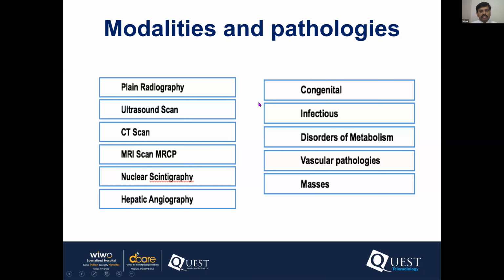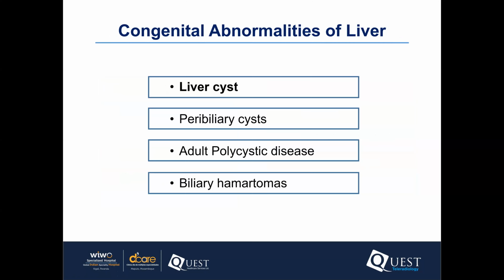Coming to the pathologies, there are pathologies grouped under congenital, infectious diseases, metabolic diseases, vascular etiologies, and tumors and masses. So coming to congenital abnormalities of the liver, cyst is the commonest entity. The remaining are listed over here. I will be talking more on the liver cyst.